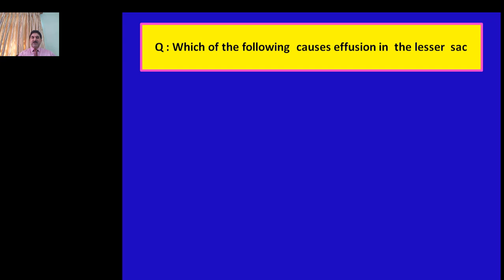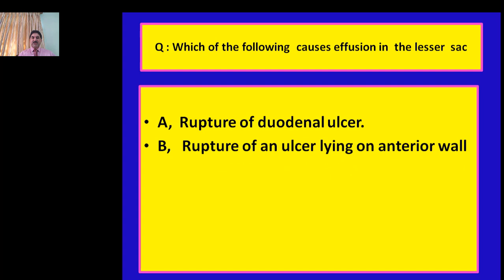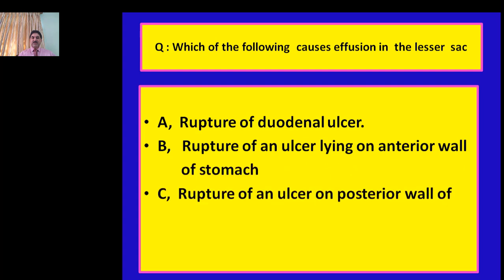Which of the following causes effusion in lesser sac? Rupture of a duodenal ulcer, rupture of an ulcer lying on anterior wall of stomach, rupture of an ulcer on posterior wall of stomach, duodenal perforation. The correct option is rupture of an ulcer lying on the posterior wall of stomach.